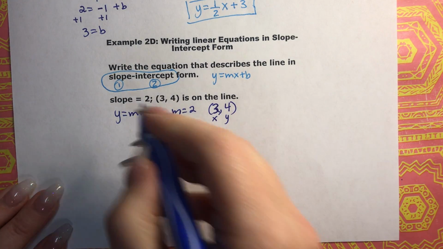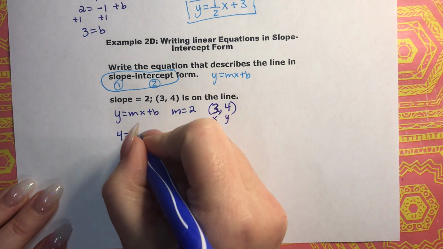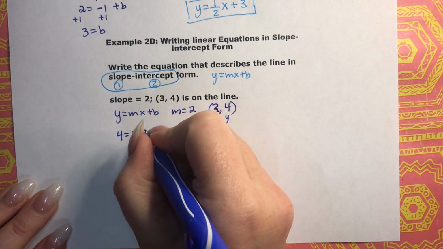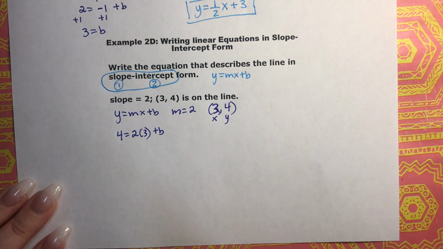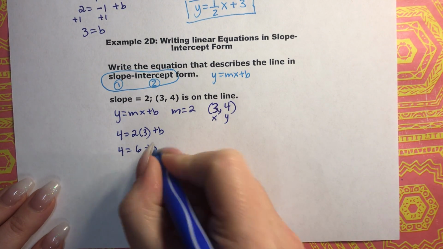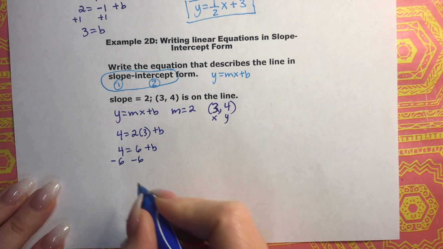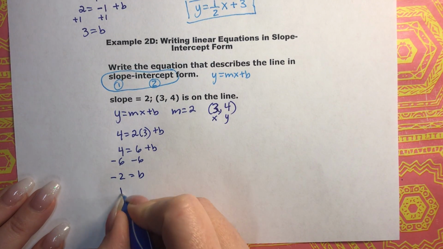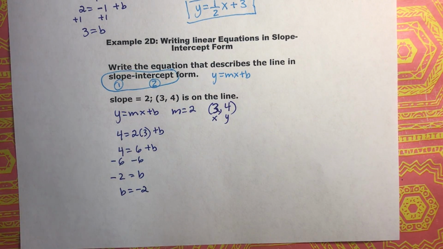Substitute the values in. I get 4 equals, the slope is 2, x is 3, plus b. Now we just use algebra. 4 equals 6 plus b. Subtract 6 from both sides. We end up with negative 2 equals b, or b equals negative 2. All right, great. Now I know my slope and my y-intercept.